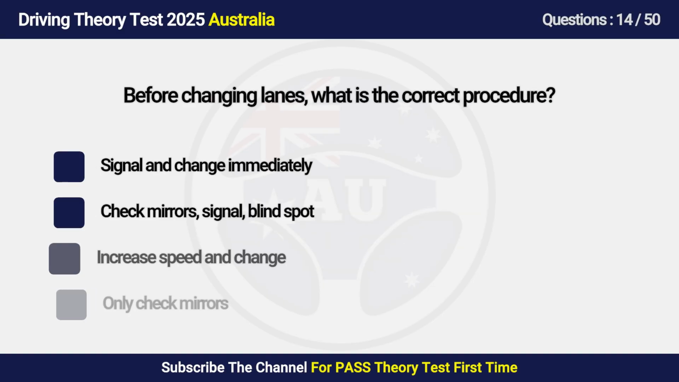Question 14. Before changing lanes, what is the correct procedure? A, signal and change immediately. B, check mirrors, signal, blind spot. C, increase speed and change. D, only check mirrors.